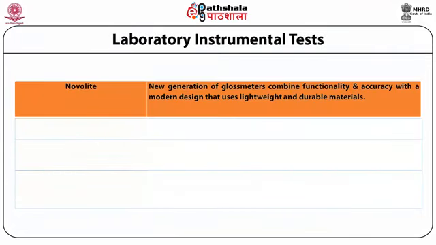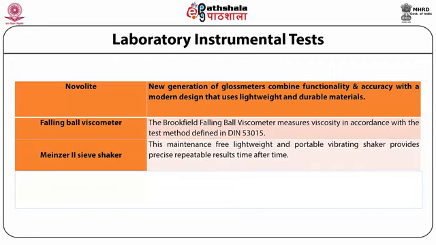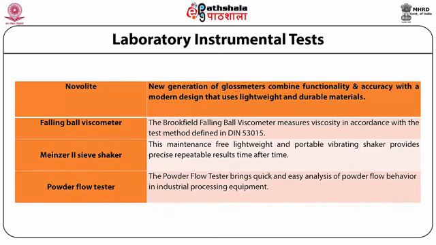Novolite is a new generation of gloss meters, combining functionality and accuracy with a modern design that uses lightweight and durable material. The falling ball viscometer measures the viscosity of less viscous materials. Sieve shaker: this lightweight and portable sieve shaker gives precise, repeatable results. The powder flow tester is used for rapid analysis of powder flow behavior. The rheometer is a programmable rheometer ideal for analyzing fluids in various applications.